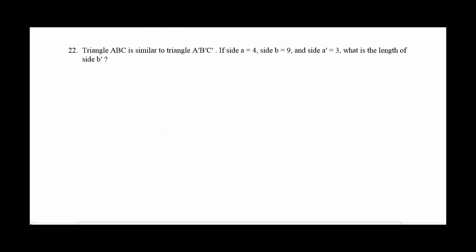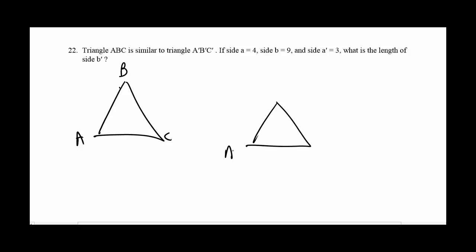All right, the very last topic is about similar triangles. So we're told that there's two triangles that are similar to each other. So we'll call this A, B, and C. And this is A prime, B prime, C prime. Side A is 4, and side B is 9. Then over here, side A prime is 3. What is the length of B prime?